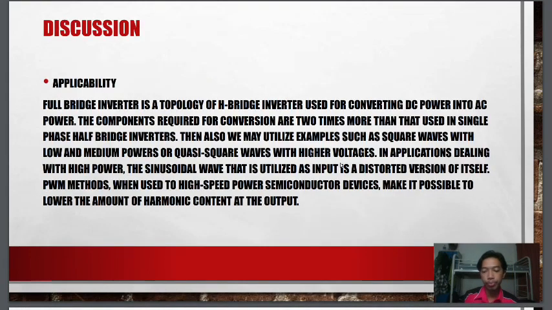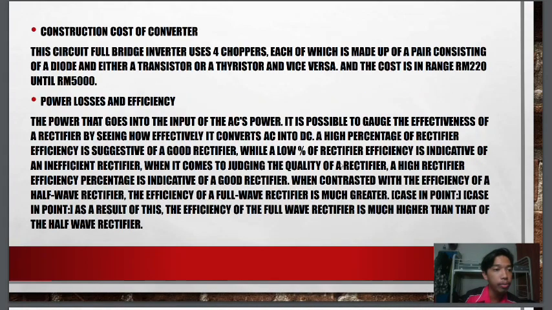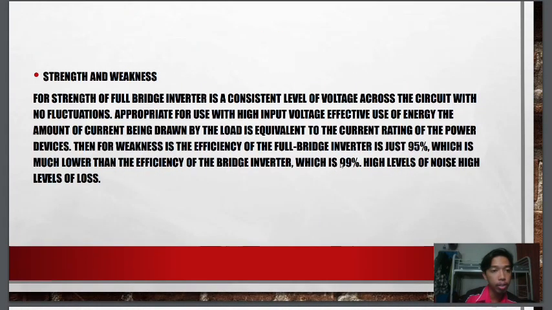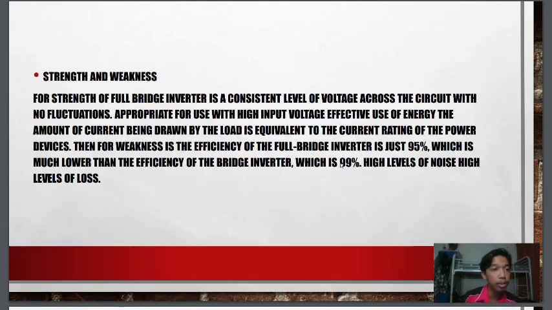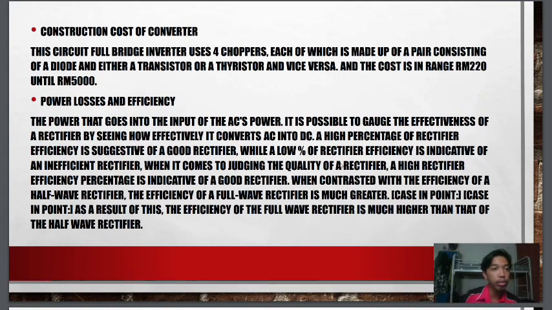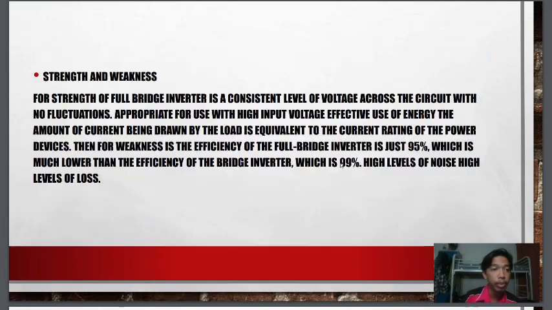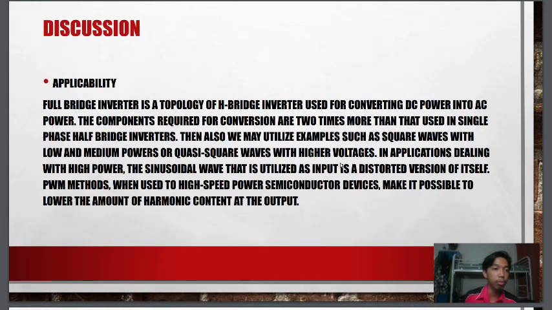For discussion, we have four things that we apply in this discussion, which are applicability, strength and weakness, construction cost of converter, and power losses and efficiency. We go through the first, which is applicability. Full bridge inverter is a topology of H-bridge inverter used for converting DC to AC power. The components required for conversion are 2 times more than those used in a single phase bridge inverter.